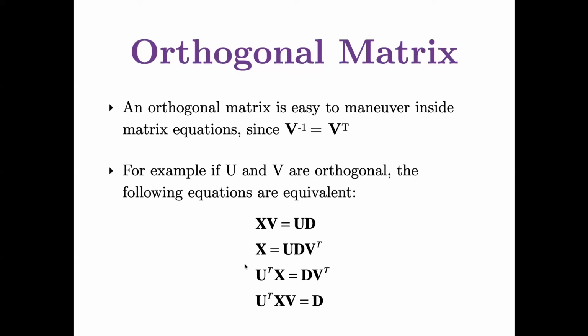Now, to get from the second equation to the third, I'm multiplying both sides on the left by U transpose. U transpose times U is the identity because U is orthogonal, leaving me with the third expression. And then to get from the third expression to the fourth, I just multiply both sides on the right by V. And the main point here is just to show you how easy this equation is to manipulate, because finding an inverse is as simple as taking a transpose.